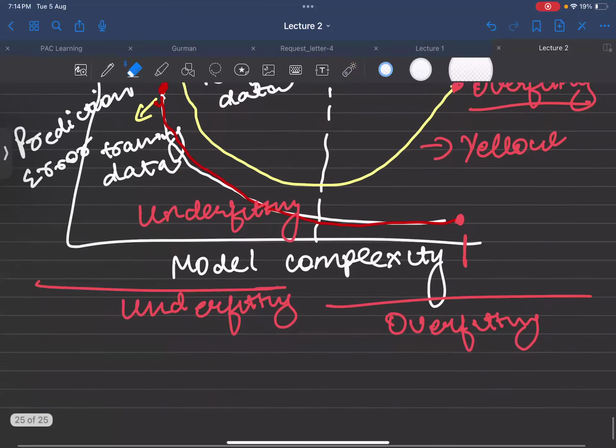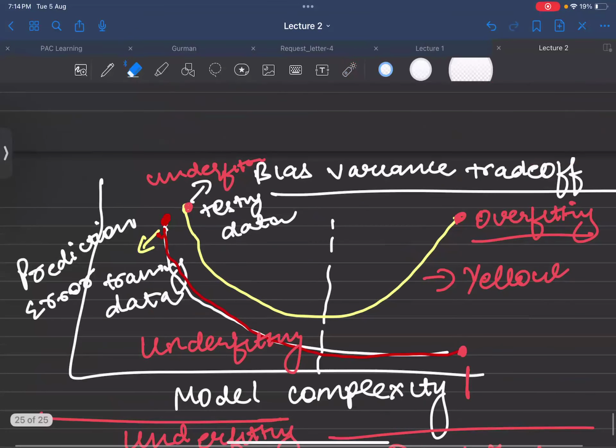Ma'am, do you mean to say that overfitting occurs whenever the complexity is more? Am I right, ma'am? Yes, when we are trying to cover all, you are correct. When the model is very complex, so we have to find a trade-off. It shouldn't overfit as well.